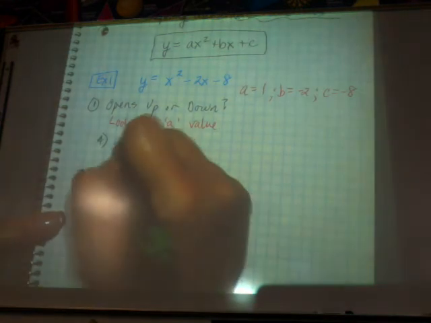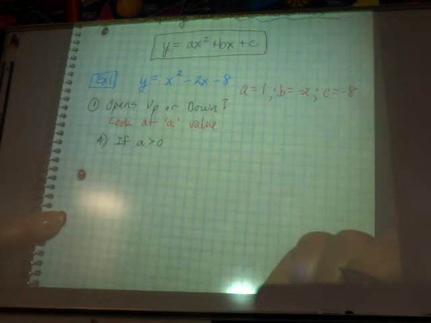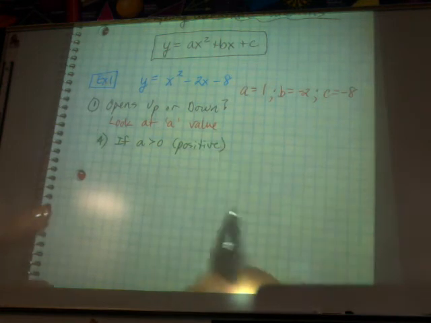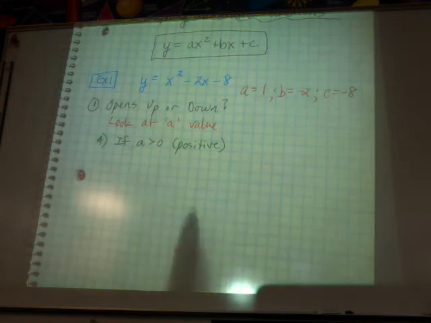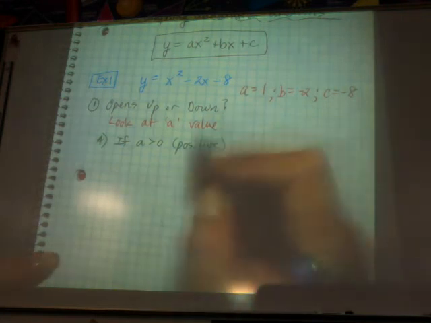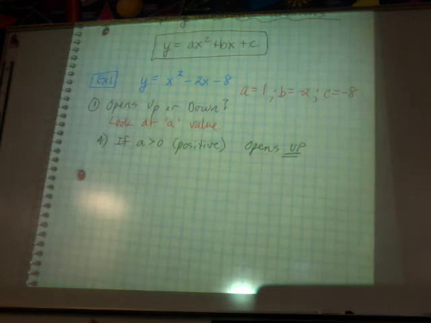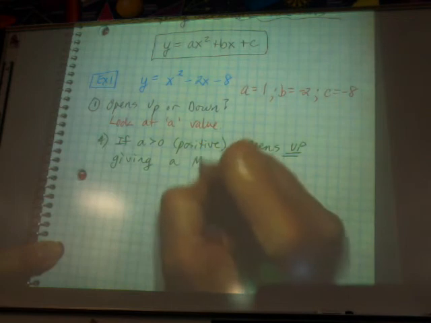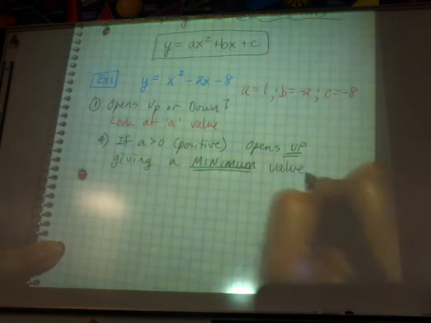If A is greater than 0, what do I mean by greater than 0? What kind of numbers are greater than 0? Positive, right? So I'm looking for A to be positive. A shouldn't be 0. If A is 0, then we don't have a quadratic, because if A is 0, doesn't the x squared term drop out? So A will not be 0. But if A is positive, it opens up, giving what's called a minimum value for y.